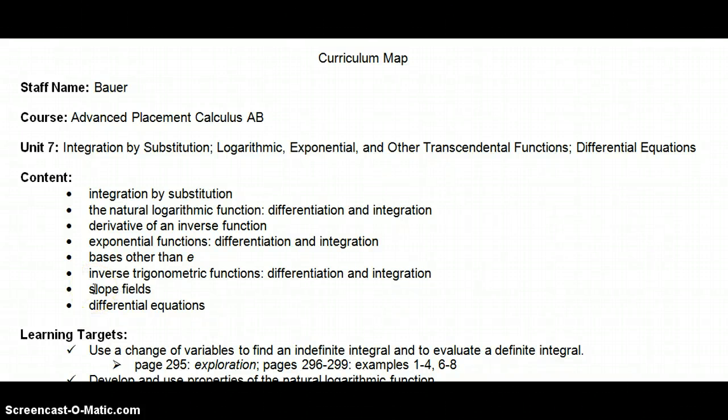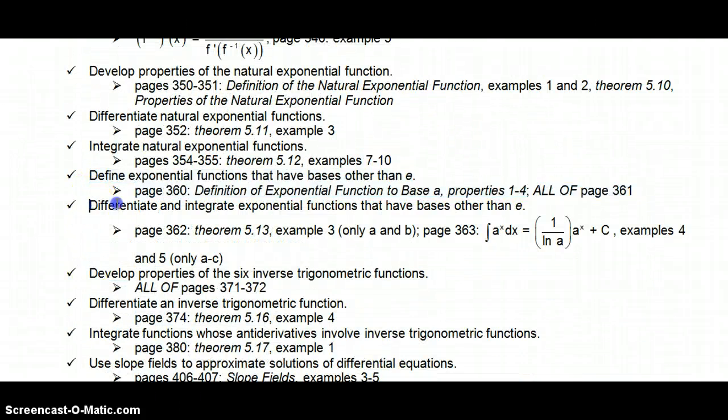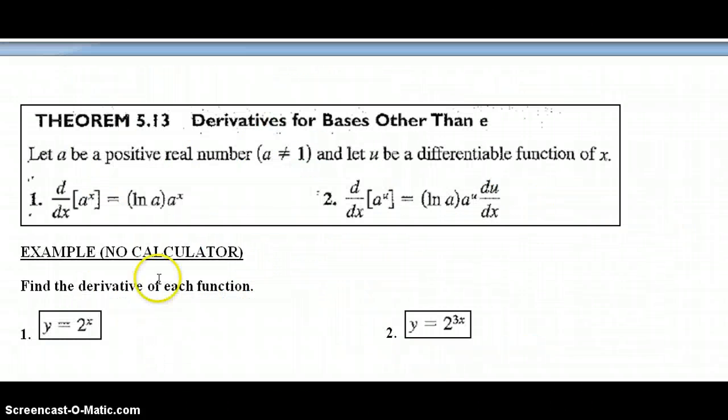We are going to continue on with our study of bases other than e, and this time we are going to focus on a different learning target: differentiation and integration of exponential functions that have bases other than e. So we've got a theorem, some examples, things like that. Theorem 5.13, derivatives for bases other than e.